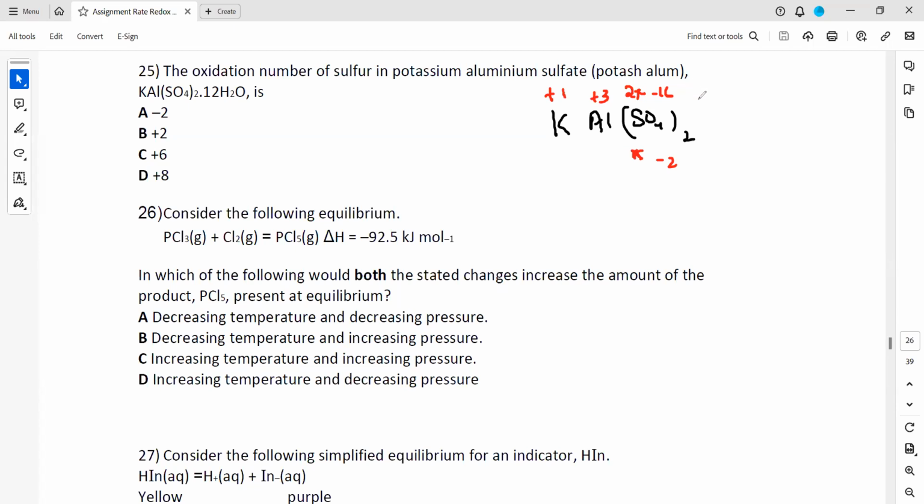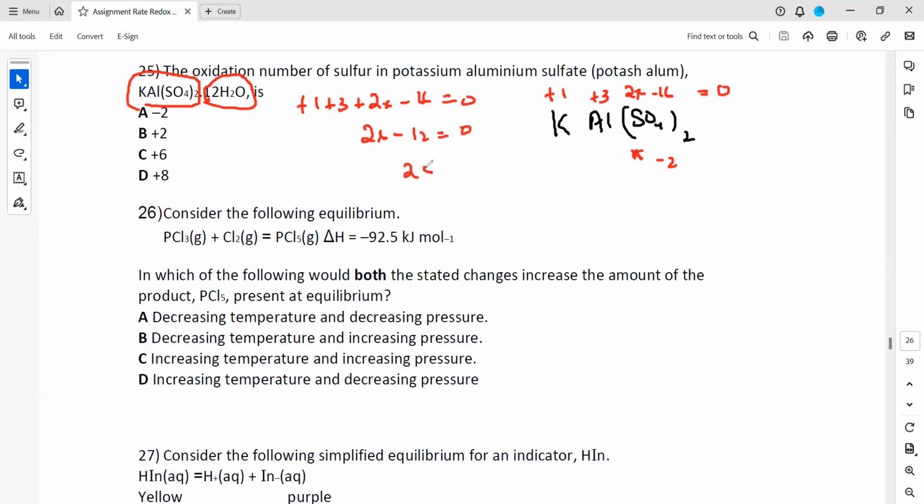So 8 into minus 2, that will give minus 16. And the result should be 0. So plus 1, plus 3, plus 2x, minus 16, the net charge should be 0. We did not consider water because this part of the molecule is neutral, so we can work out from this. When we simplify, plus 3 plus 1 is plus 4, minus 16, so this will be 2x minus 12 is equal to 0.